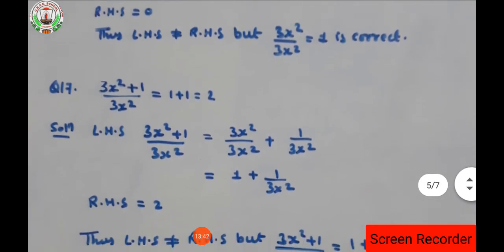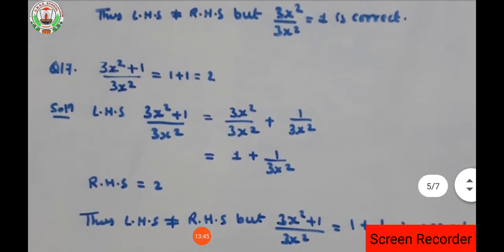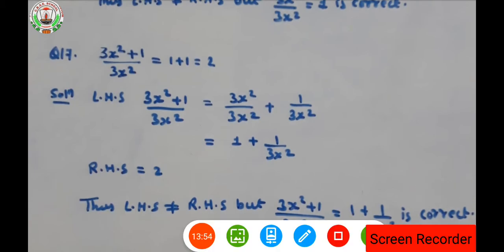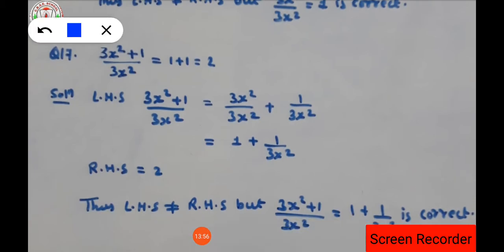Now for the 17th question, we are having (3x square plus 1) upon 3x square is equals to 1 plus 1, that will be 2 we are having, isn't it? Now look how to solve. In the LHS part we are having (3x square plus 1) upon 3x square. Now in the numerator it is a binomial term, and in the denominator it is a monomial term. So when the numerator is a binomial term and the denominator is a monomial term, the numerator can be separated into monomial terms. So how to separate that?